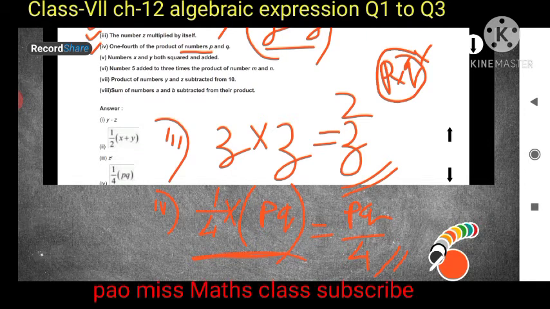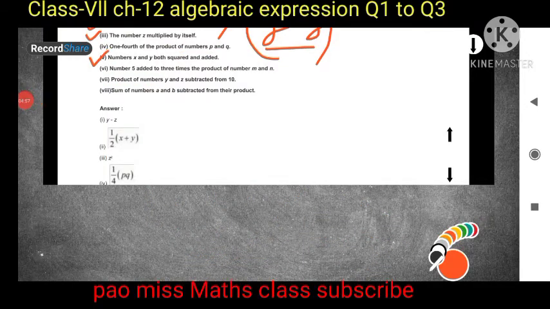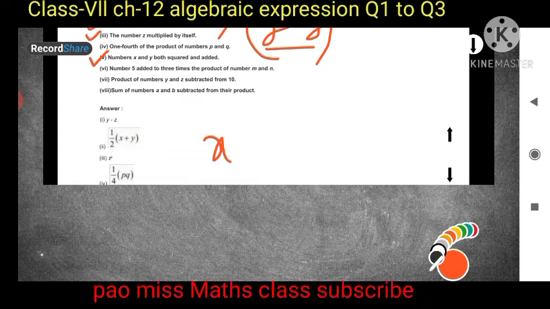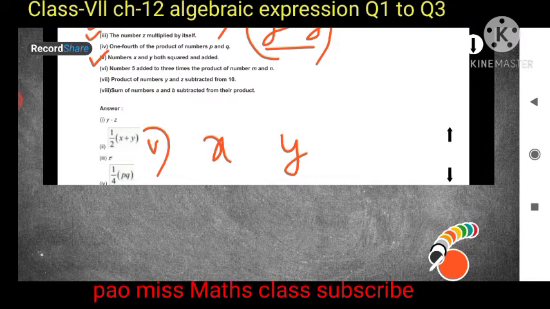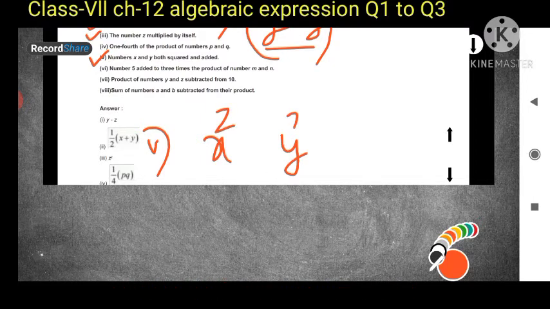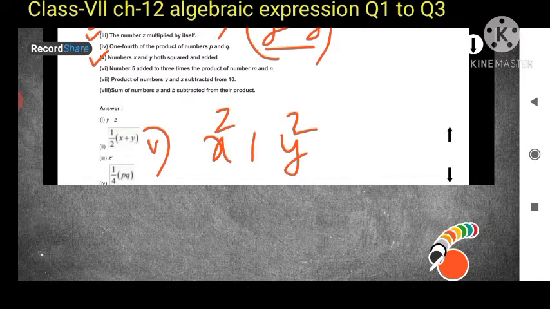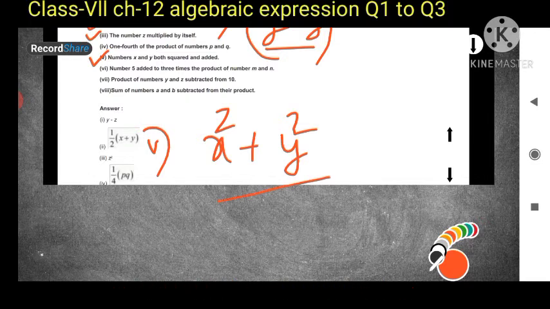Now question number 5. Numbers x and y both squared and added. What is written here? Numbers x and y, both squared, okay, both are squaring like this, and added. Add means what? Plus, isn't it? That means x square plus y square. Okay, x square plus y square. You have to read the statement very carefully.